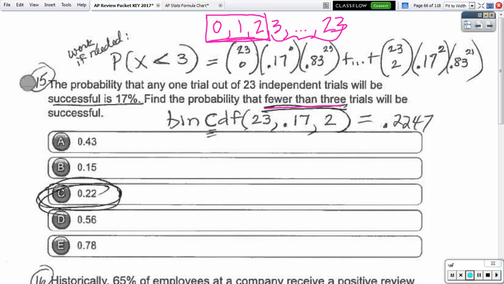Notice if you were an AP student or AP free response, this is the work you would want. The first amount of successes is 0 up to 2 successes.